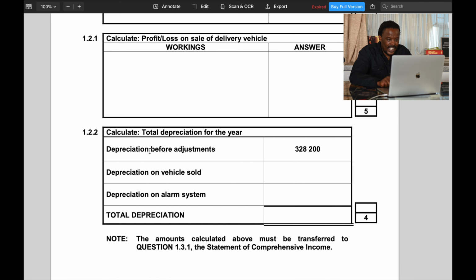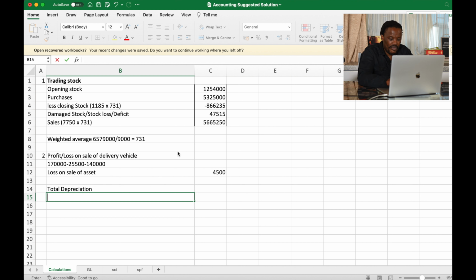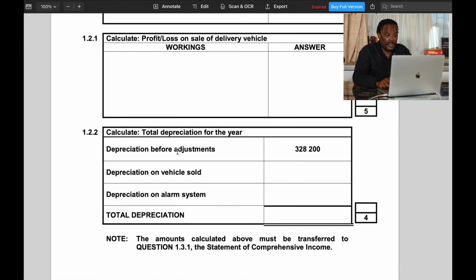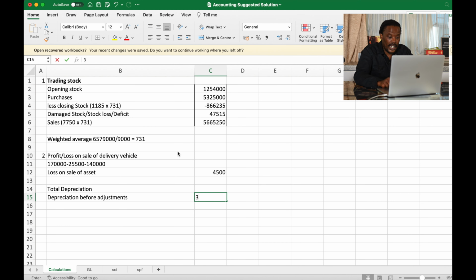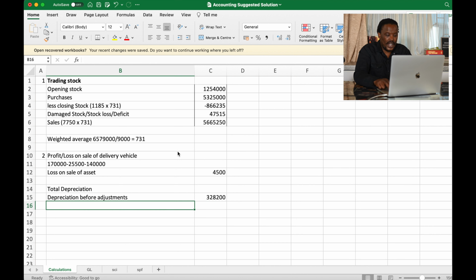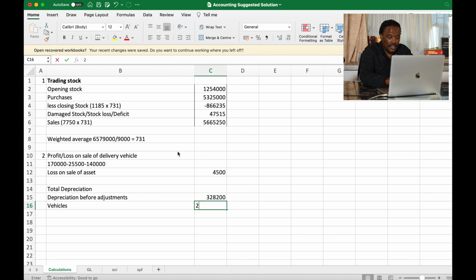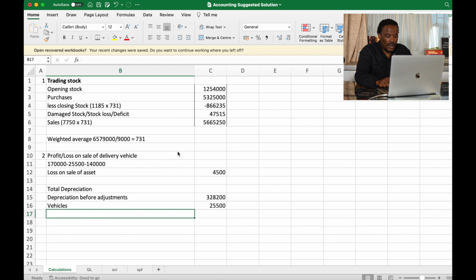Look at the answer sheet. They say depreciation before adjustments, and it's given as 328,200. And then we have the one for vehicles, which we just calculated to be 25,500. And then we have the one now for equipment.